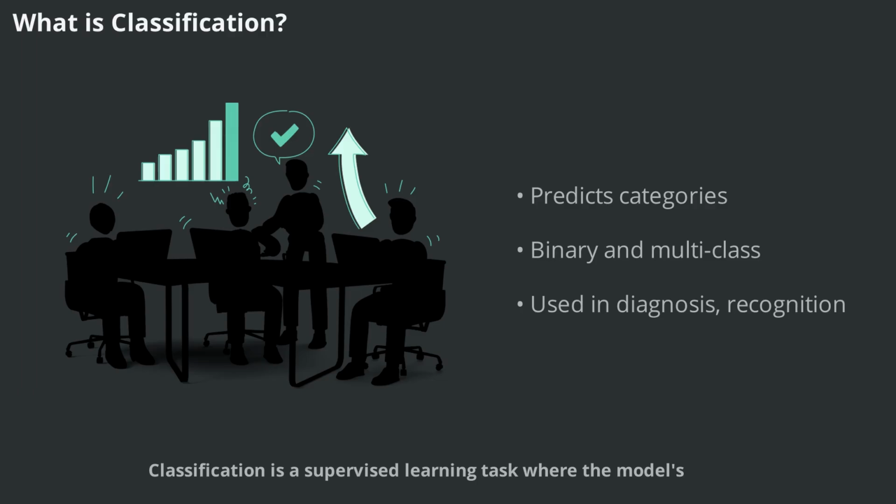Classification is a supervised learning task where the model's job is to predict a discrete category or label. It's all about putting things into buckets. For example, binary classification involves choosing between two options, like is this tumor benign or malignant? Multi-class classification expands this to multiple options, such as is this an image of a cat, dog, or bird? Classification is widely used in everything from medical diagnosis to image recognition.